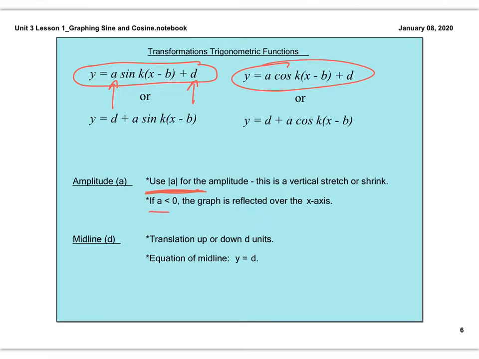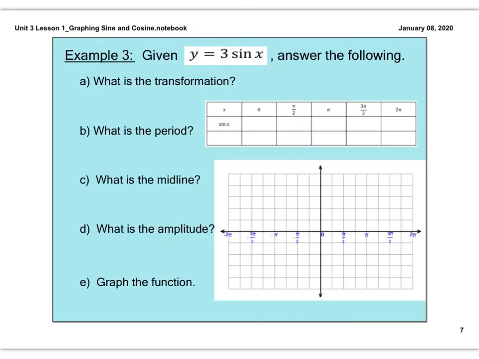Also, one other thing to note, if A is less than 0, it is going to make our whole graph reflect over the x-axis. D, the number in the back, or as you can see, sometimes it's floating out front, this D value is going to be the number that will translate or slide our whole graph up or down. Okay, let's jump in and try one.